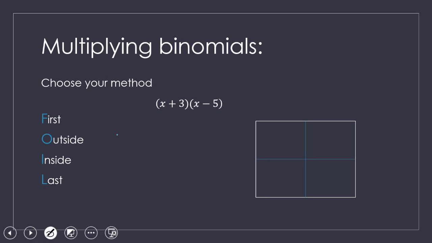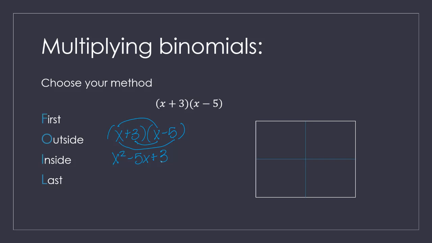So when we're multiplying x plus 3 times x minus 5, we multiply the first two. X times x is x squared. Then we multiply the outsides. X times negative 5 is negative 5x. Then we multiply the insides. 3 times x is 3x. And we multiply the last. 3 times negative 5 is negative 15.